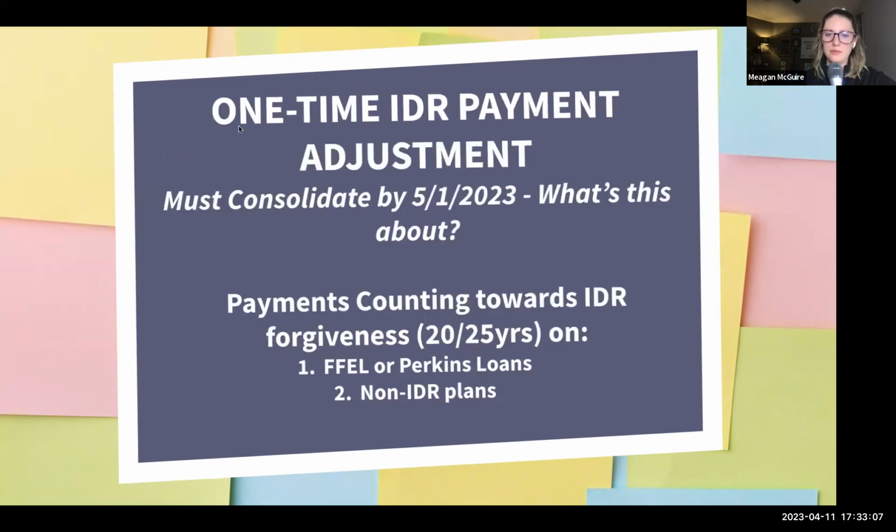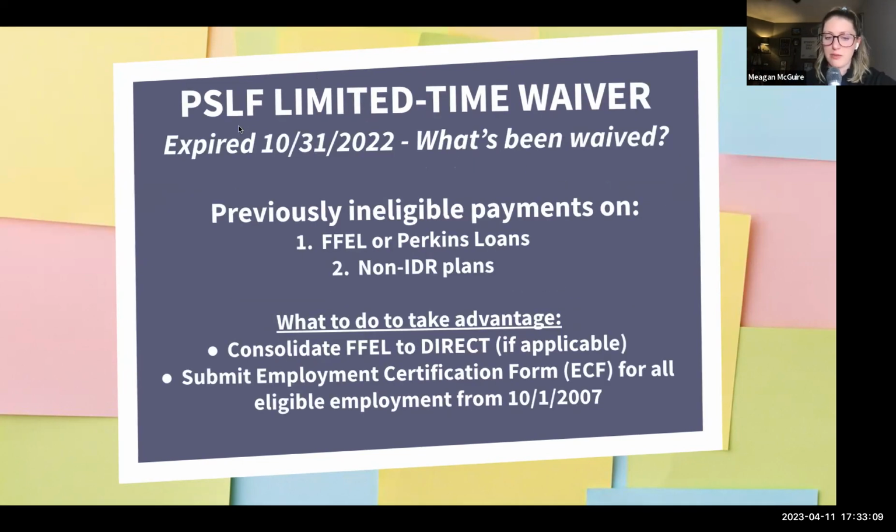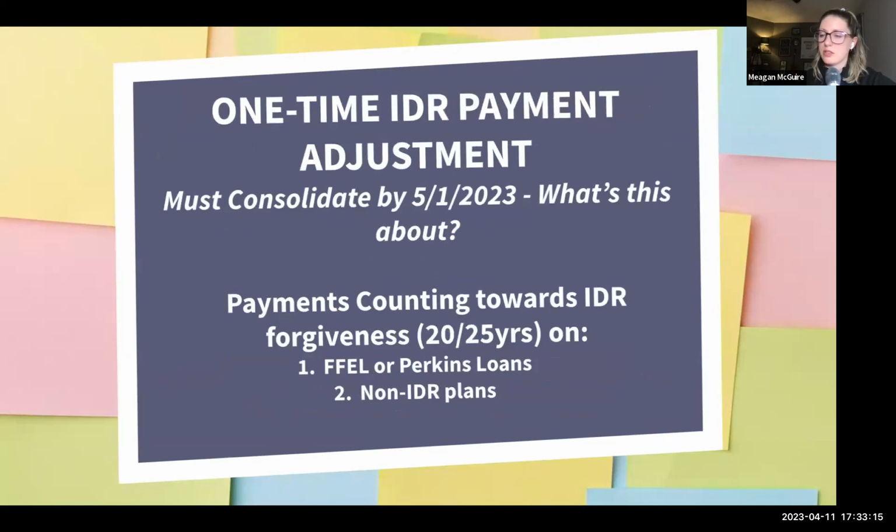Okay. Now we talked about the PSLF waiver, how you could kind of still get credit. I say kind of, but you can get credit for it still. You just have to still be at an eligible employer. Let's talk about this one-time IDR payment adjustment. And again, this is relevant to people who have had loans and who have been in repayment in the past or have been in forbearance in the past, not those that just graduated.